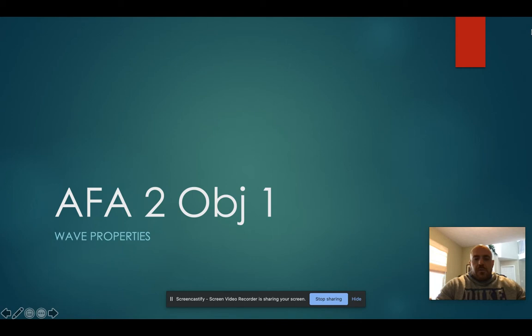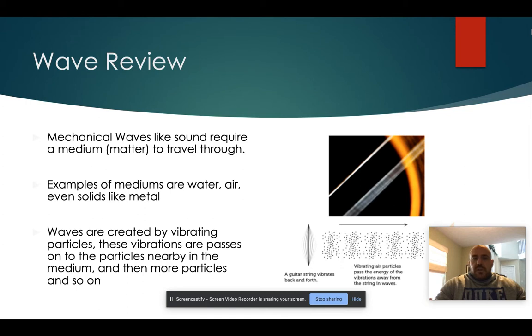All right, we're on our additional focus area 2 about wave properties. This focus area has 4 objectives, all of which are pretty short, so we'll knock this out pretty quickly for you. It's going to tie into what we learned on wave basics, our power focus area.